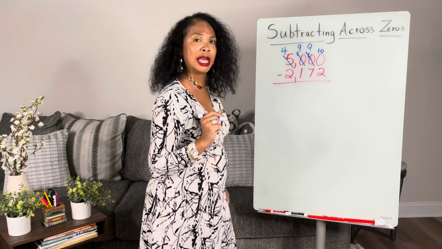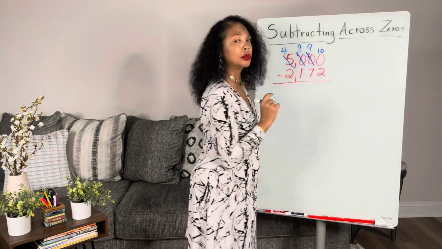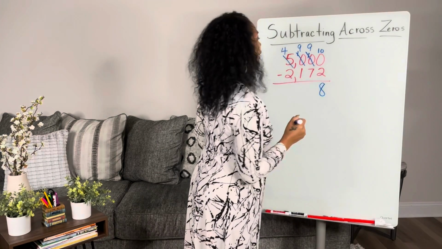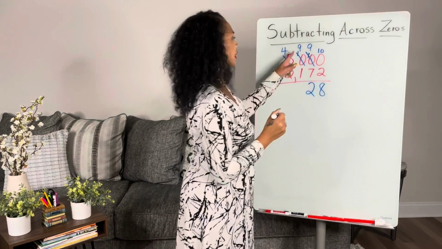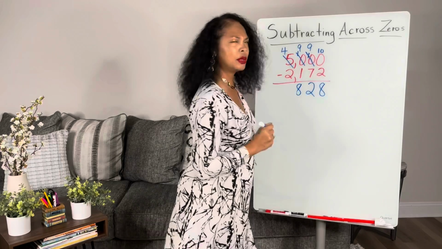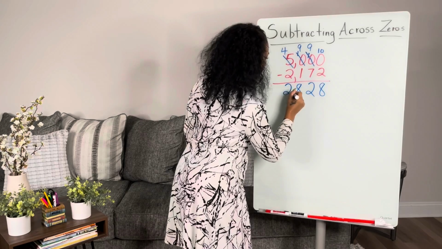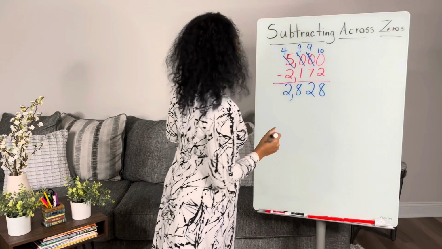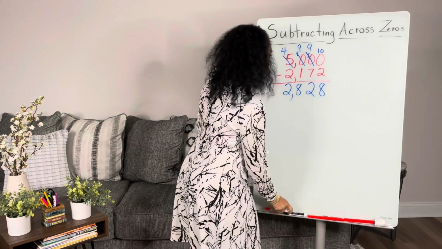Yep, we sure can. Now we do the regular subtraction. So 10 take away 2 is what? That's right, it's 8. 9 take away 7 is 2. 9 take away 1 is 8. And 4 take away 2, what do you say? That's right, it's 2. So 5,000 take away 2,172 equals 2,828. I'm going to circle that answer.